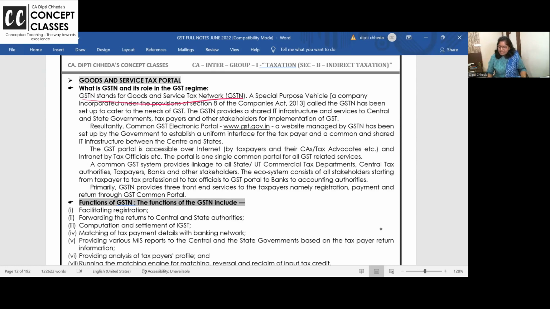GSTN provides a shared infrastructure for central and state government, you know, automatically when it is interstate IGST, when it is within the state, half tax goes to the center, half goes to the state. So this is all done automatically on the portal www.gst.gov.in. This is just all for your understanding. It is accessible over internet by taxpayers, by CAs, OTP numbers and all. How we are doing it in direct taxes also.